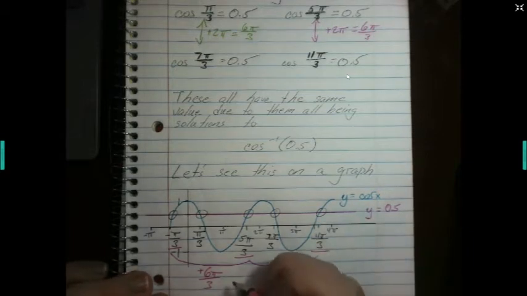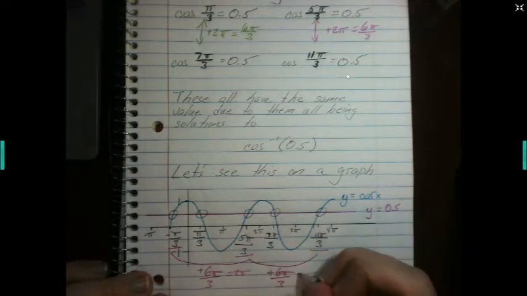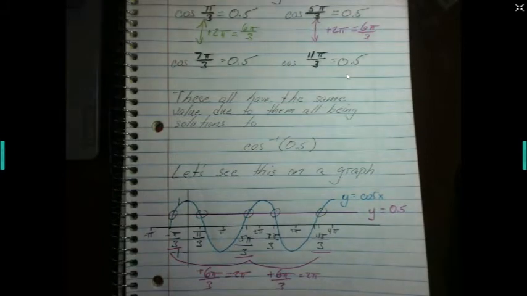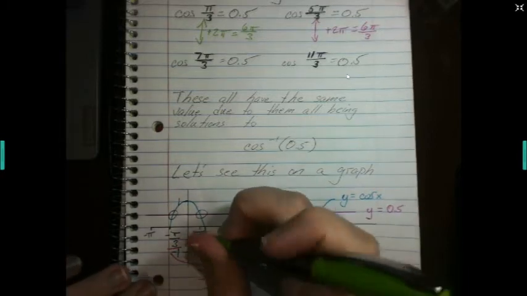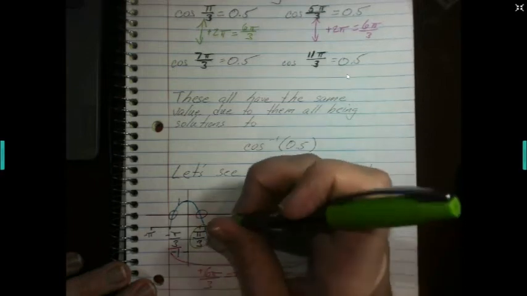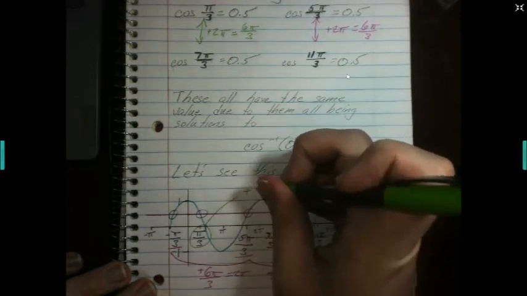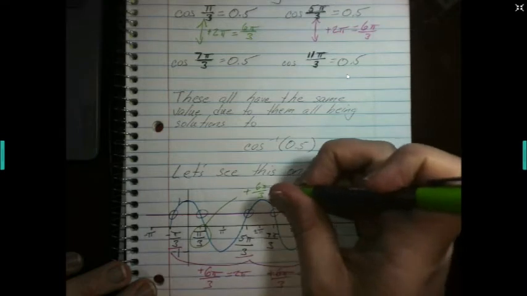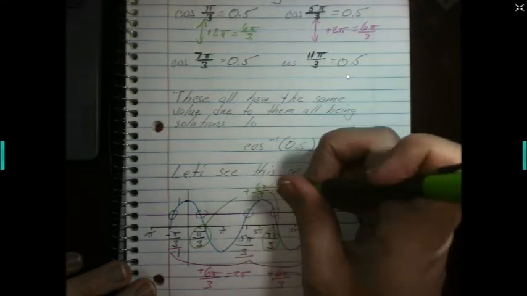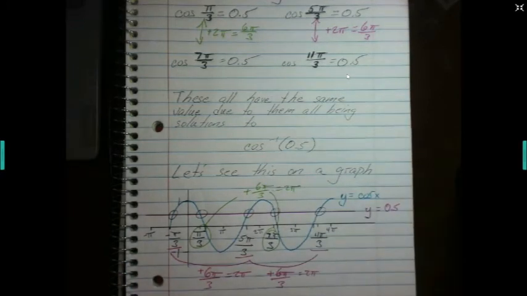So each time I'm just adding 2 pi. I'm adding a full rotation. And I can write a statement that does this again and again and again. And in that manner, I'm going to be able to write out all of the answers. Similarly here, if I do my pi over 3 plus 6 pi over 3, I'm going to get my 7 pi over 3. Remember, all I'm doing is just adding a full rotation.